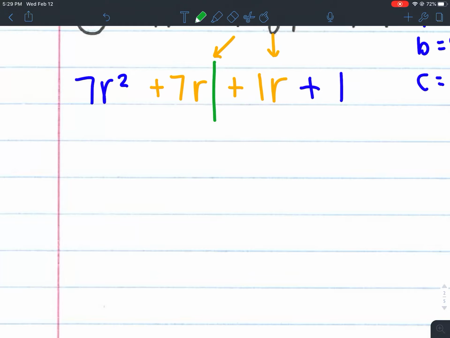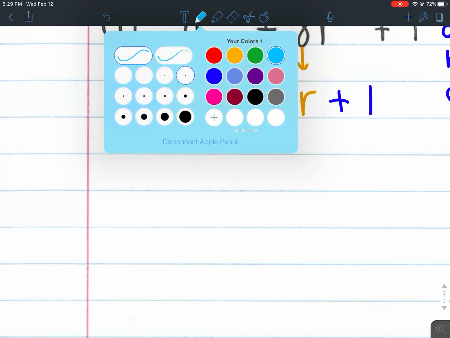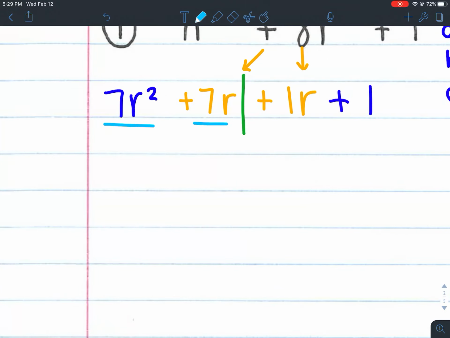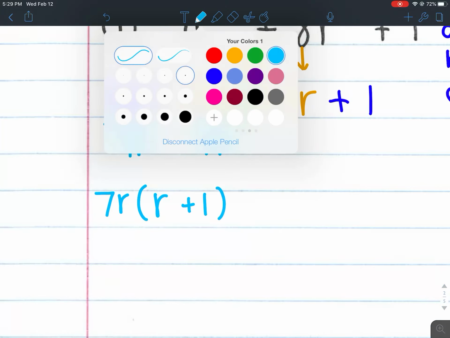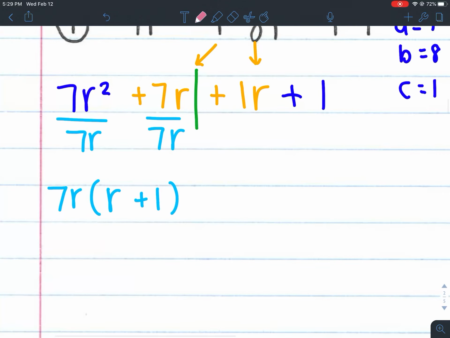Okay, so I'm going to split this up to factor by grouping. So in my first group, what is the greatest number I can take out? Well, since they're both 7, the largest number I can take out is a 7. Okay, what's the most amount of r's I can take out? 1. So that's my GCF of the first group. And what I have left over is r plus 1. If you're struggling on factoring by grouping still, I'm not going to explain it in depth, so just come see me or make sure you're checking your notes for factoring by grouping.